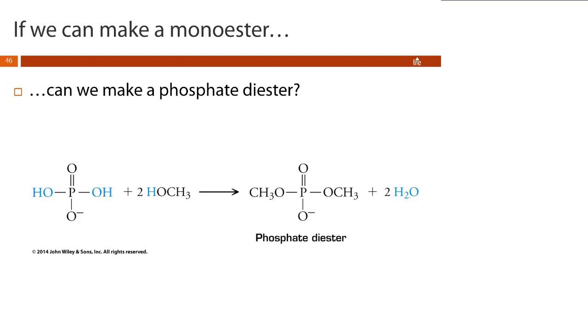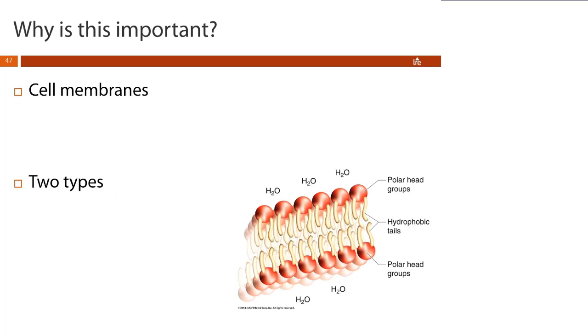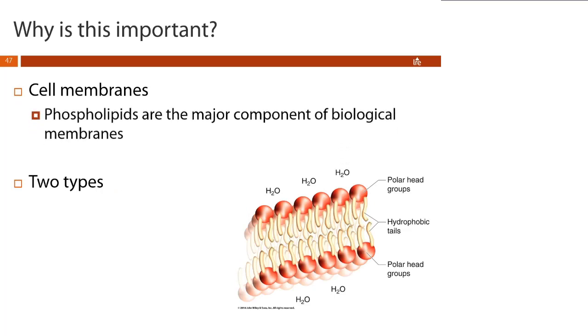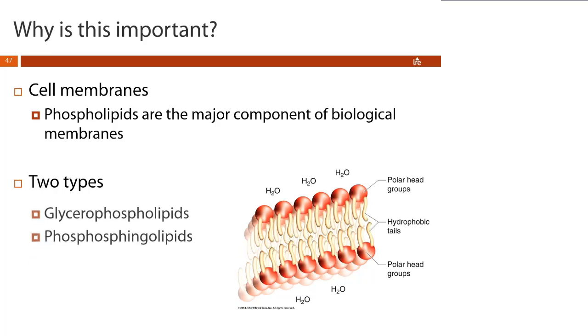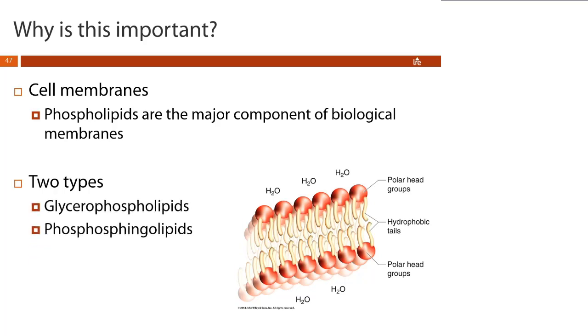So why is this important? Why are we talking about this in a lipids lecture? Well, the reason is cell membranes. Phospholipids, which contain a phosphodiester linkage, are the major component of biological membranes. And there are two types that we're going to talk about: glycerophospholipids and phosphosphingolipids.